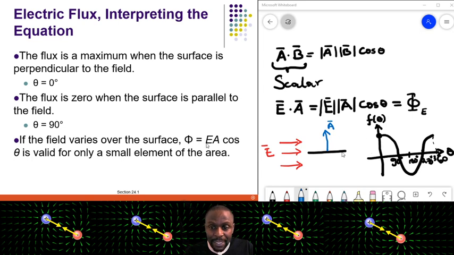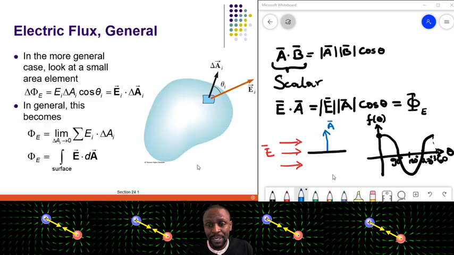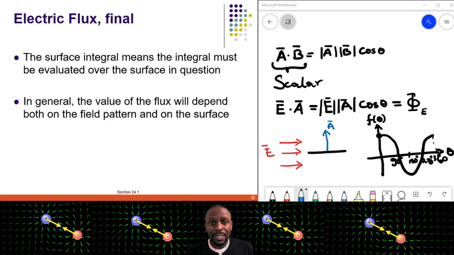Now, the flux is given by this equation. This is only valid for a small element of area. The general electric flux is given by this equation here, where this dA is nothing else but the surface integral. That is why in this integral it is written surface down here, because this is in fact a double integral, because dA is an area element. The surface integral means that the integral must be evaluated over the surface. In general, the value of the flux will depend both on the field's pattern and on the surface.